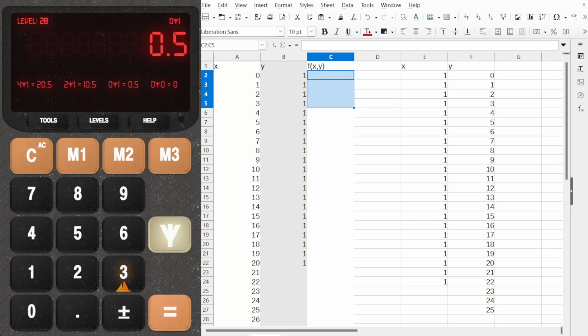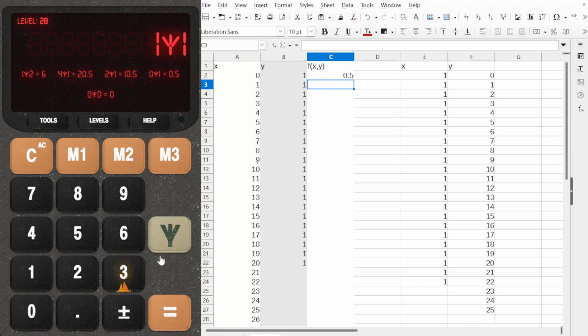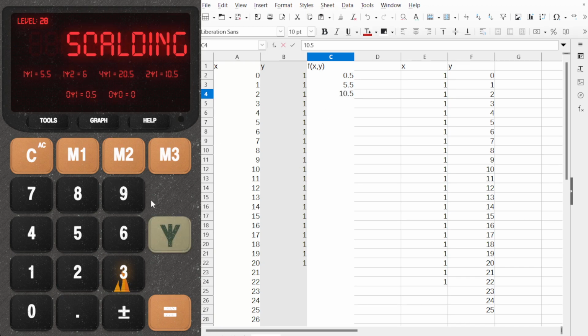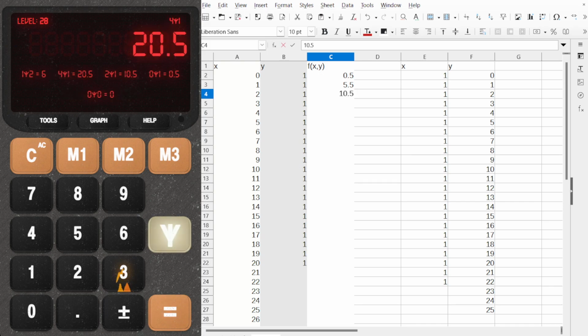0, 1, 0.5. Okay. 1, 1, 5.5. Okay. 2, 1, 10.5. Okay. 3 isn't possible. 4, 1, 20.5. I'm expecting this is a 15.5 and this is a 20.5.